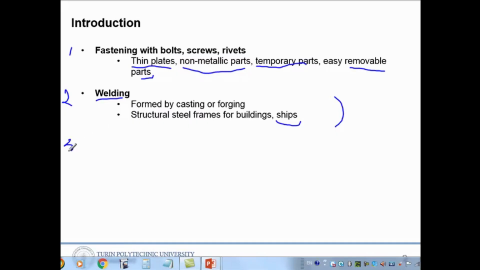Another type of joint is gluing. We do not study this one. Gluing means joining using a glue. This is common for joining non-metallic parts, and it is an expensive joint. That's why we are not learning it. It is not widely used; it is used in aerospace and in industries using composite materials.